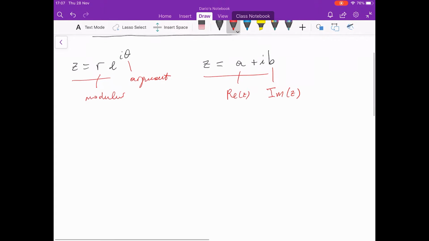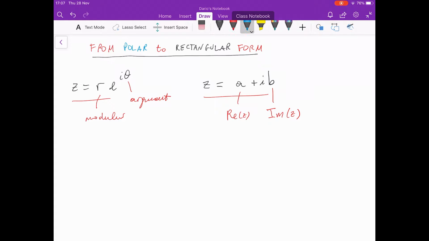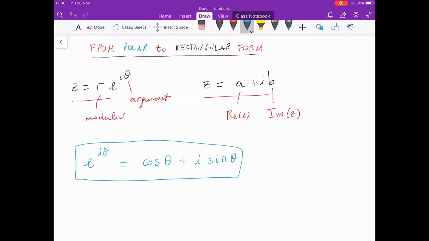So in order to be able to solve this type of problems, we need to remember the so-called Euler relation. Euler relation lets us transform e^(iθ), so any exponential expression with an imaginary argument, to an expression which has trigonometric functions. And in particular, e^(iθ) is always equal to cos θ + i sin θ. This is called Euler's relation.